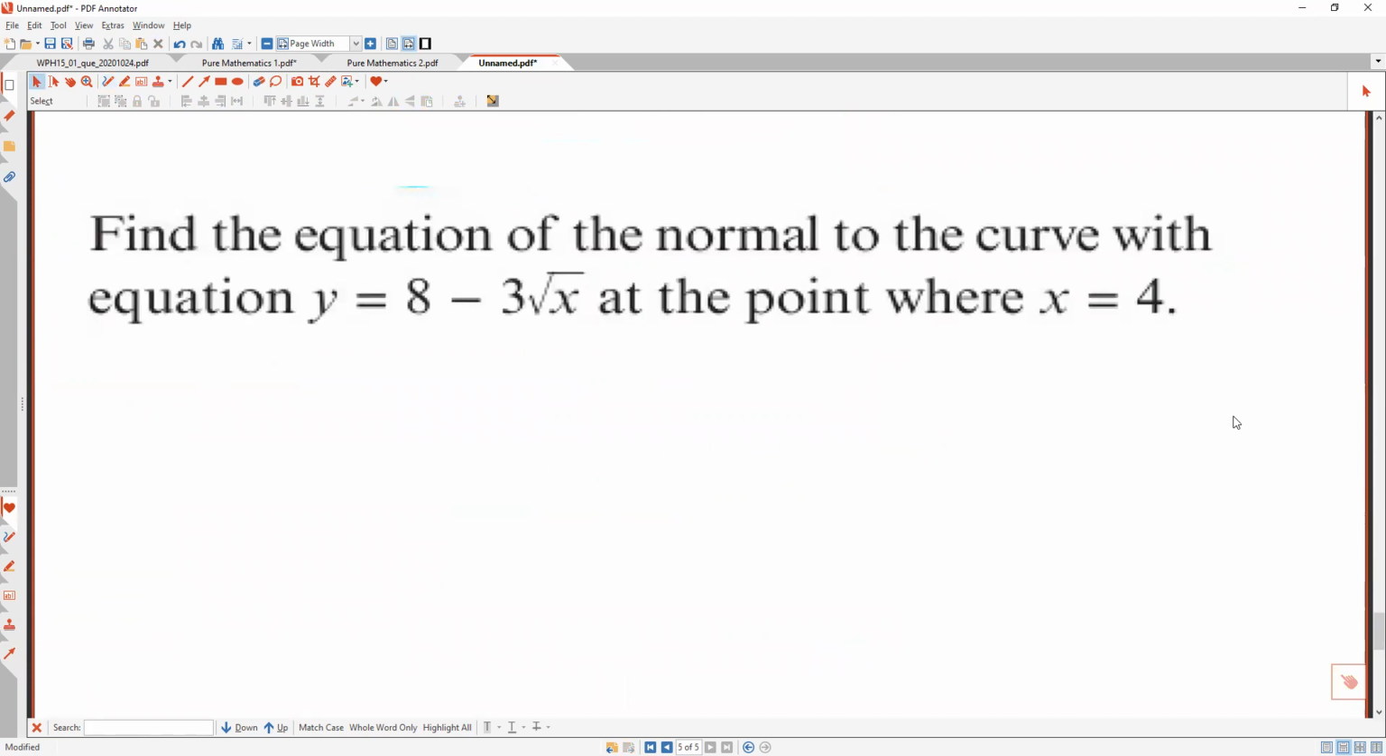But if you want to find the equation of the normal, there is no way that we can find the gradient of the normal directly. I have to find the gradient of the tangent first. Then only I can find the gradient of the normal. Now to find the gradient of the tangent, what did they give us?